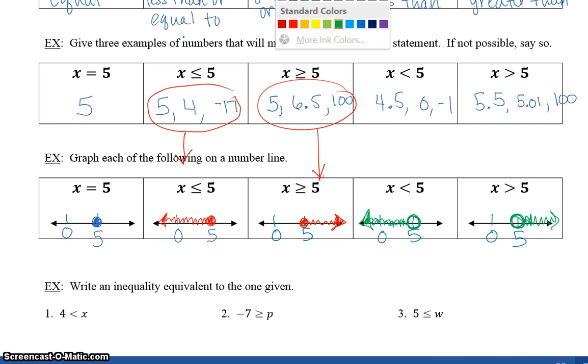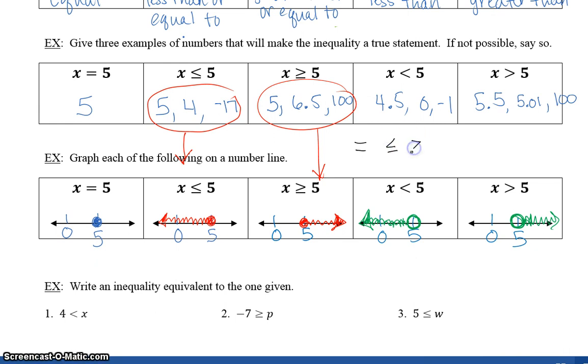So as a rule of thumb, if there is an equal sign, a less than or equal to, or a greater than or equal to, this is going to be a closed circle. If it is just greater than, or if it is just less than, this is an open circle.